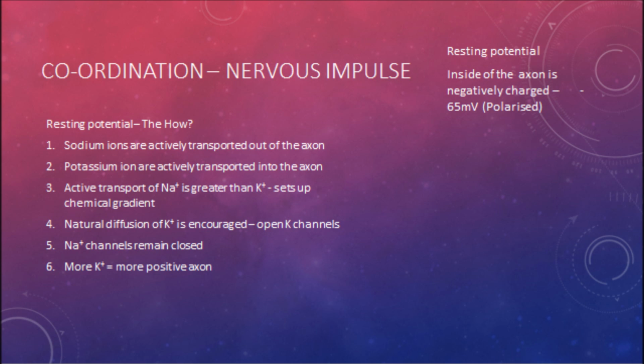Diffusion occurs, and the potassium is encouraged as potassium channels open, whereas the sodium channels remain closed, preventing their diffusion. The outside of the axon becomes more positive because of the influx of potassium ions into the axon. The potassium ions are then attracted to the negative state inside the axon, and repelled by the positive outside, making them remain inside the axon.